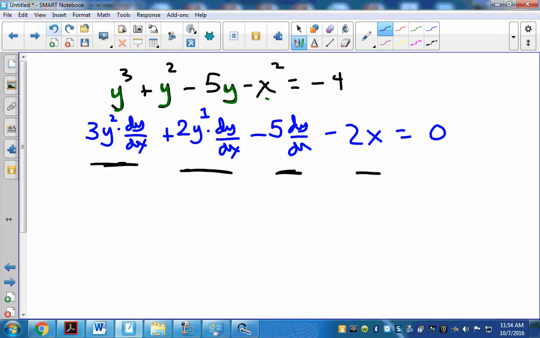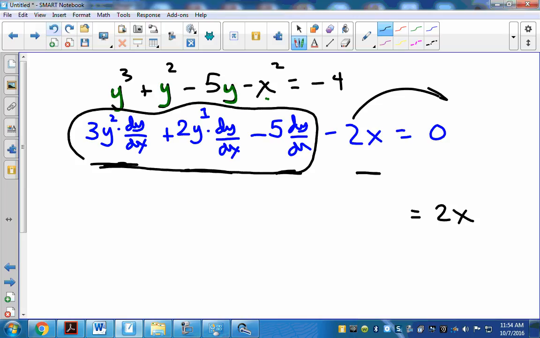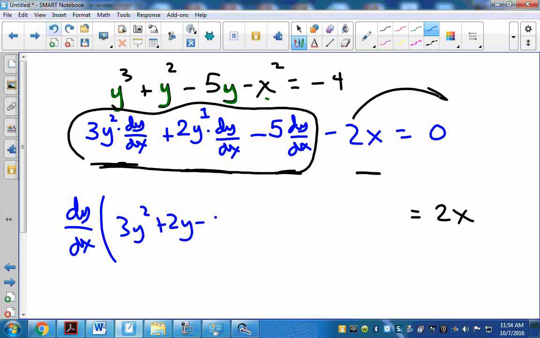What we're going to do is keep all the terms on the left that have dy/dx, and anything that doesn't have dy/dx we chuck over. So that becomes +2x. Now, of these remaining terms, notice that they all have a dy/dx in them. That was purposefully done. So all we have to do is factor out that dy/dx. Let's factor that out: dy/dx times (3y squared plus 2y minus 5). Okay, and that's now equal to 2x.